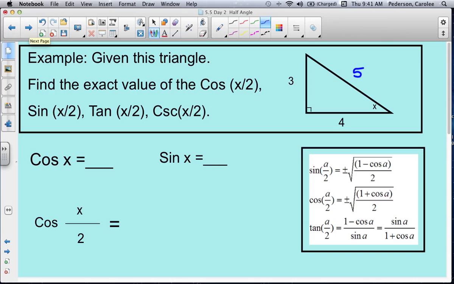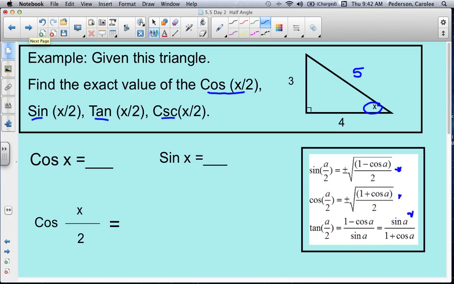And what we're going to do is find the exact value of the half angle for x, for cosine, sine, tangent, and cosecant. Before you begin using your formulas, find out what is the exact value of the cosine of x and the sine of x. The reason why is in the formula sheet, you have to substitute in what is the cosine of x or the sine of x. You'll see that in the formula sheet over here.